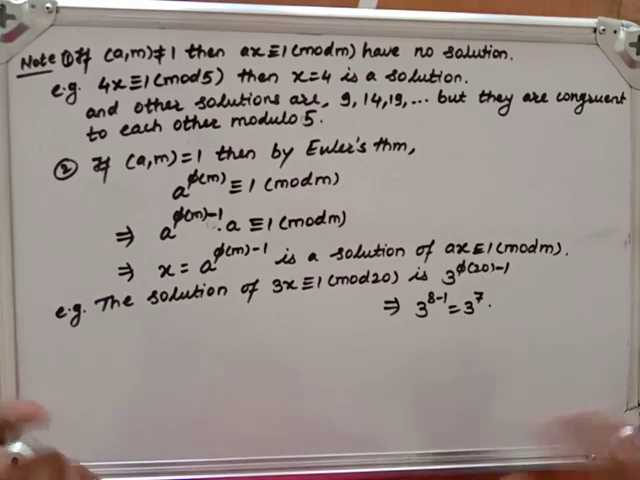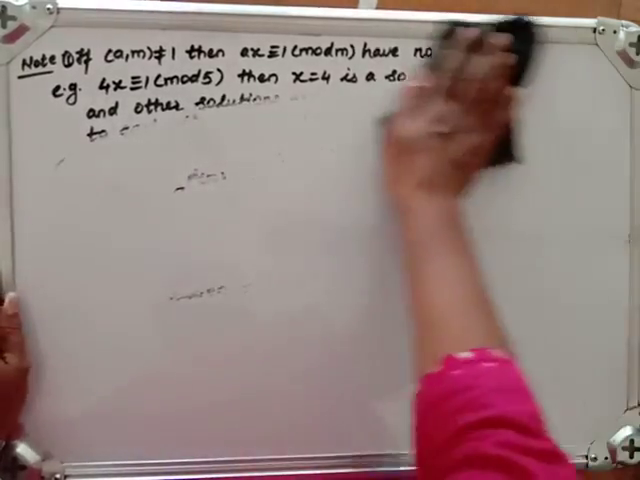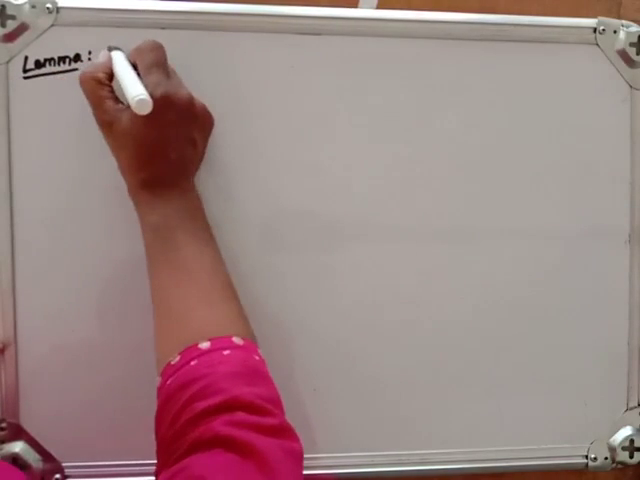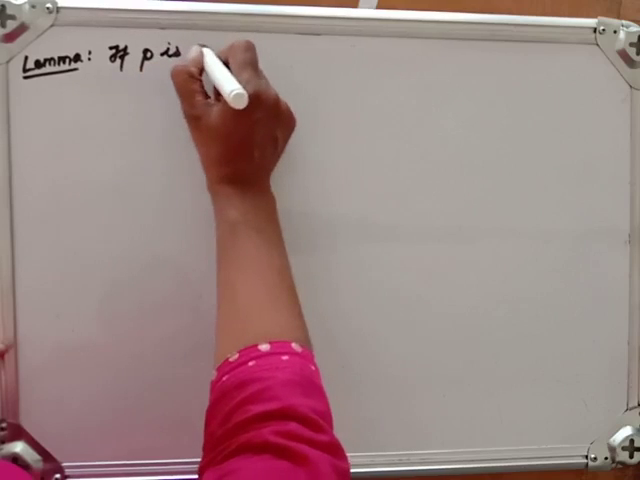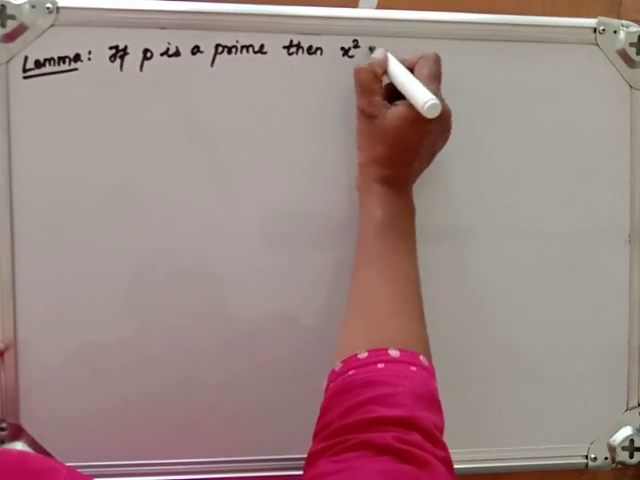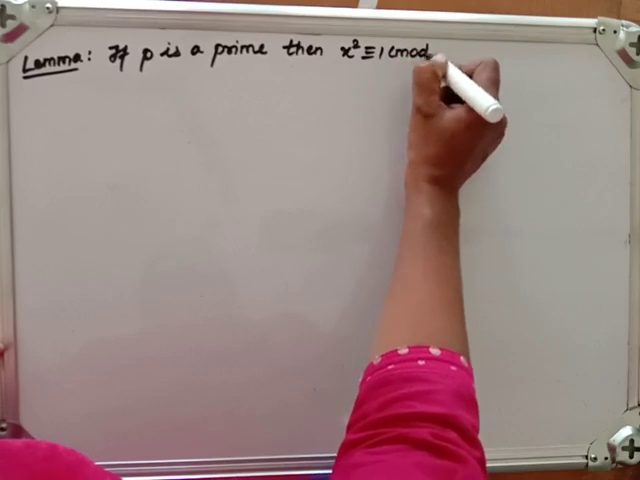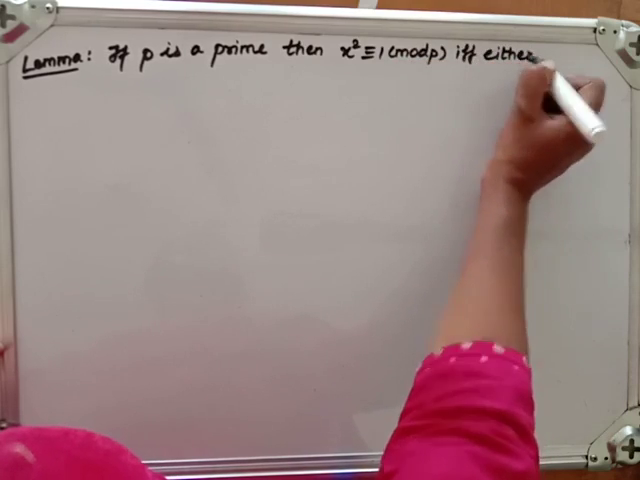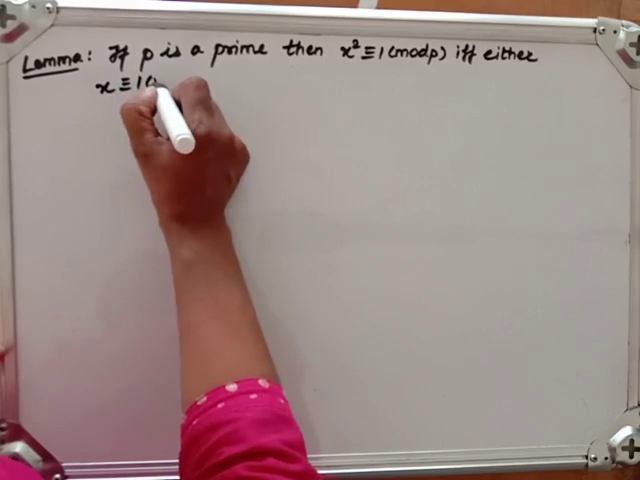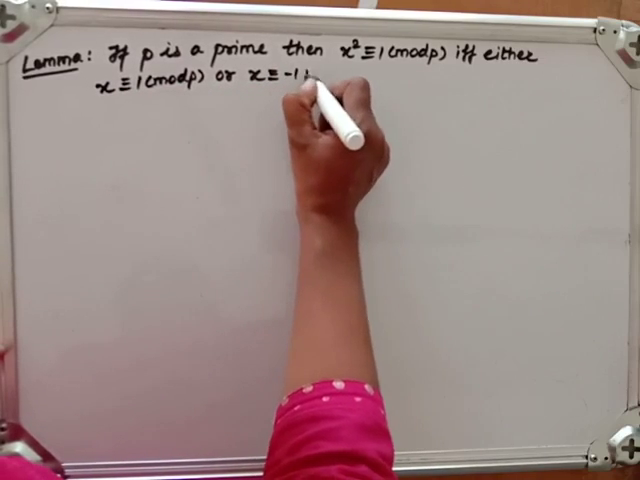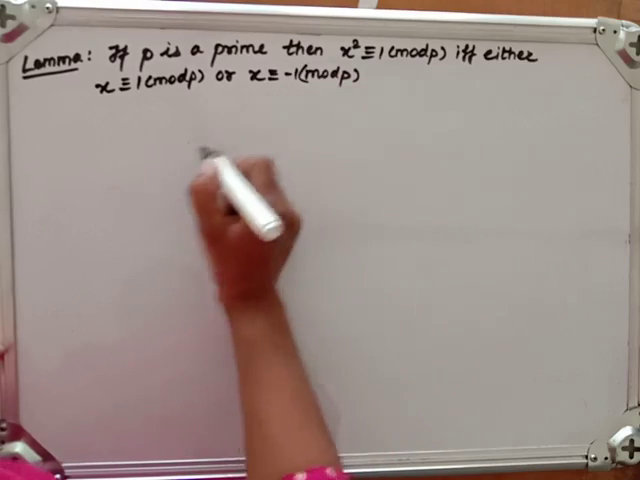Now let me take one small lemma. If p is a prime, then x square congruent to 1 modulo p if and only if either x congruent to 1 modulo p or x congruent to minus 1 modulo p.